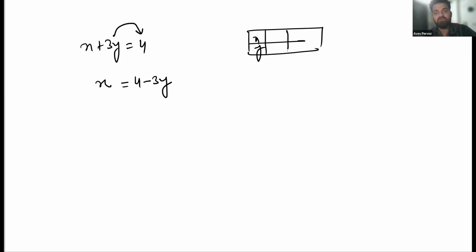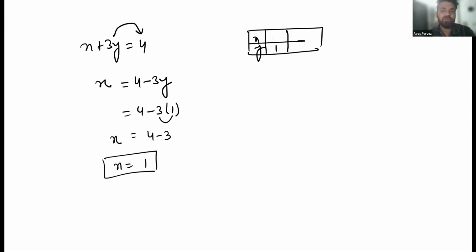Now put the value of y of your choice. For example, if you put the value of y as 1, putting y as 1, we get 4 minus 3 into 1. Whatever the value comes, you multiply it, you get 4 minus 3 is equals to x, so x is equals to 1. So when you put y as 1, you get x also as 1. Now, if you put the value of y as 2, calculate the value of x in this equation.